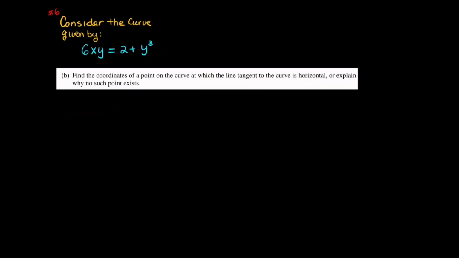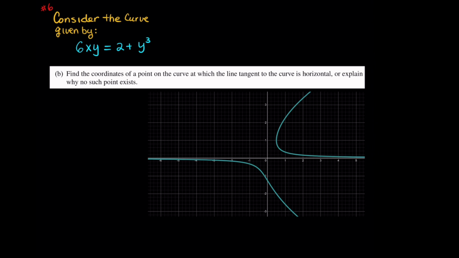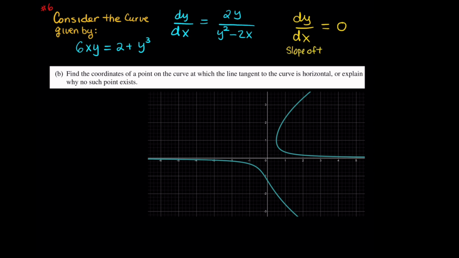Next, we'll find the coordinates of a point on the curve at which the tangent line is going to be horizontal, if such a point exists. Well, if the tangent line is horizontal, that means the slope of that tangent line is 0. So we're going to let the derivative equal 0 to find if such a point exists. Now, if we let dy/dx equal 0, the only way that can happen is if y is equal to 0, or in other words, if we set the numerator equal to 0.